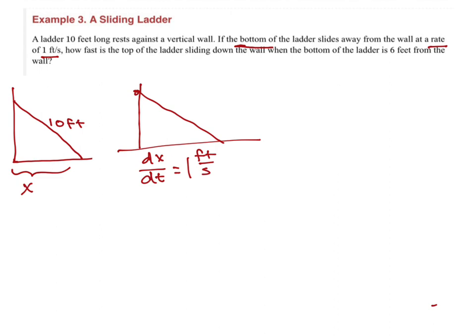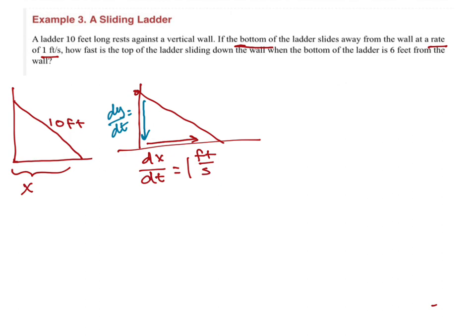The question is, how fast? So what are they asking? At what speed? At what velocity? At what rate? Okay, so we're looking for a derivative. How fast is the top of the ladder sliding down the wall? So we've got x changing as the ladder slides out. We've got y changing as the ladder slides down. So we're looking for dy dt. That's what we want to know. How is the ladder, or the y height, the wall, how's that changing as this ladder slides down?